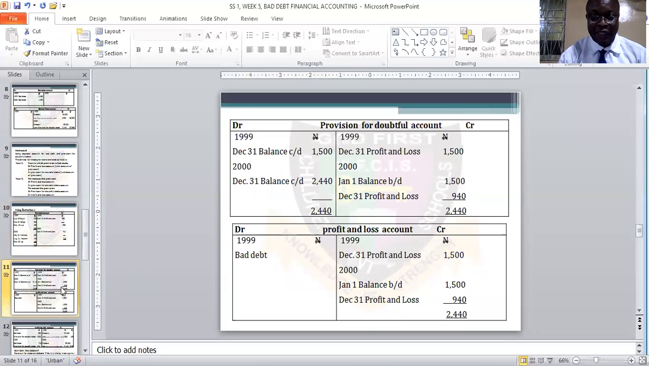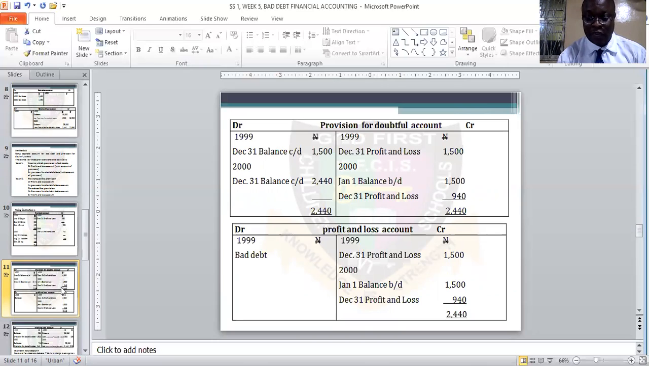Provision for bad debt account for 1999, 1,500 naira, which we have been given in the question. Then for year 2, we are given 2,440 naira. So you subtract 1,500 naira from it, and the balance will be 940 naira. Then that 940 naira goes to the profit and loss account.